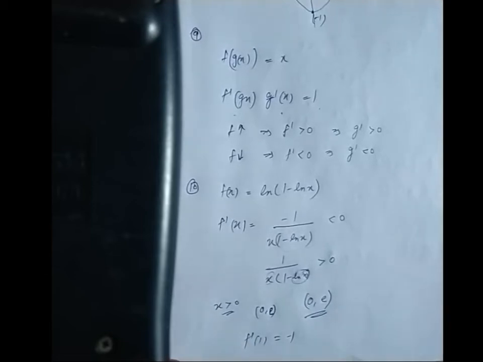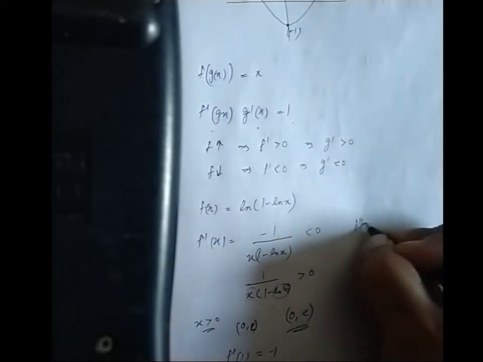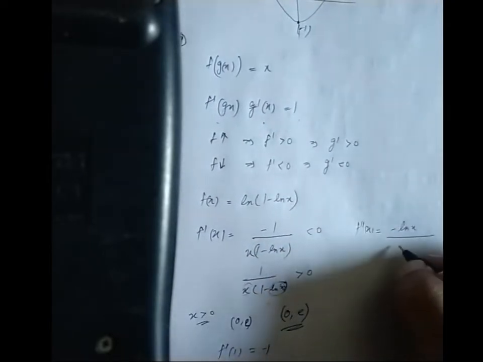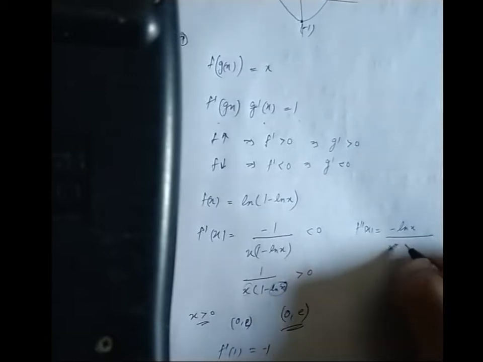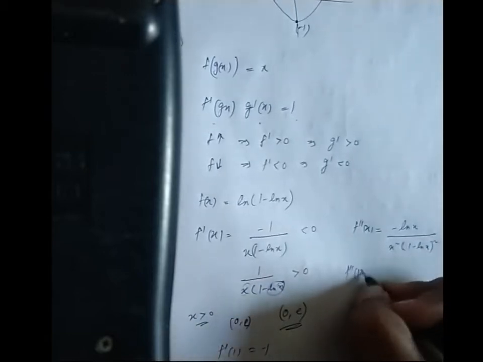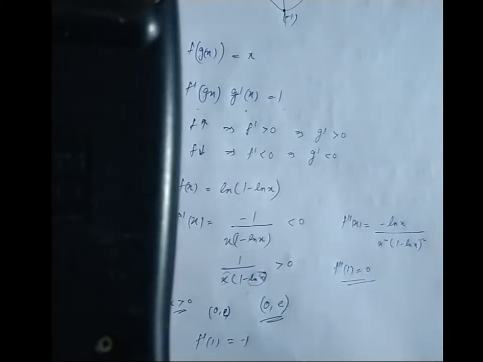Okay, so if f dash 1 is equal to minus 1, we can see that c is also incorrect. Now calculating f double dash, we get f double dash is equal to minus of ln x upon x square times 1 minus ln x square. So f double dash 1 is equal to 0. Okay, so this would be the point of inflection. Fine.